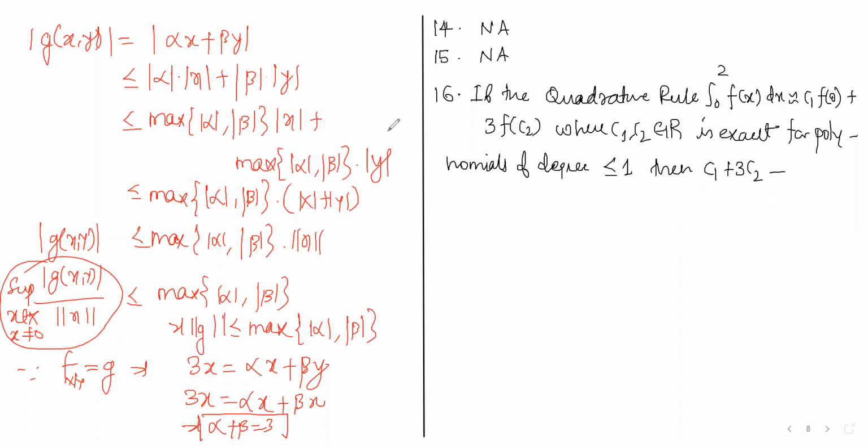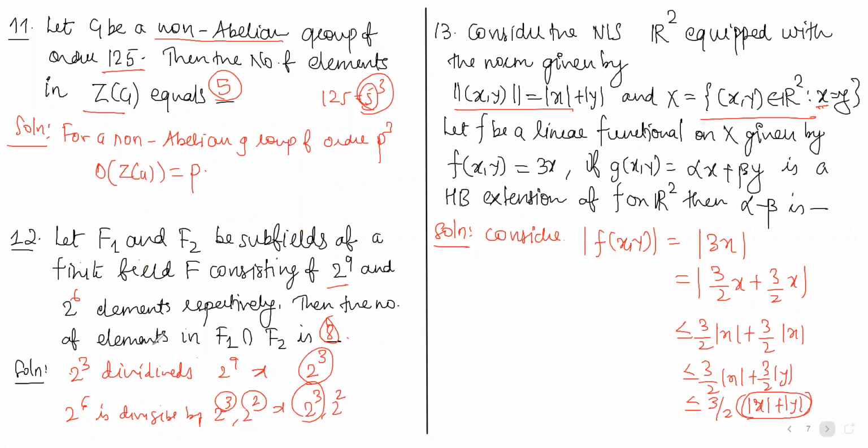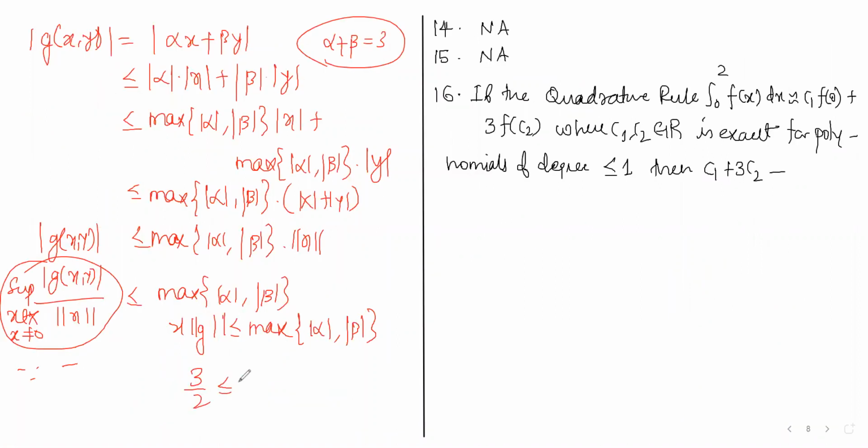So I found that this condition is needed. Alpha plus beta is 3. So let me write it down somewhere. Alpha plus beta is 3. This is one condition. And from here, I'm getting norm of g. I know that it is 3 by 2 by the Hahn-Banach theorem. It is 3 by 2. Okay, so let's write down here. 3 by 2 is less than or equal to max of mod alpha comma mod beta.